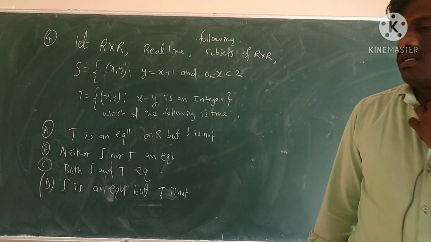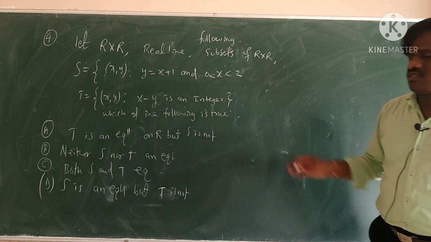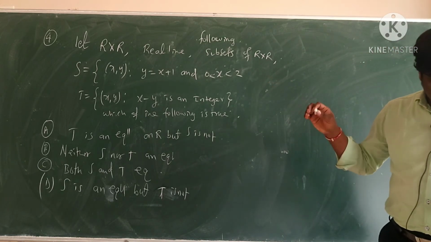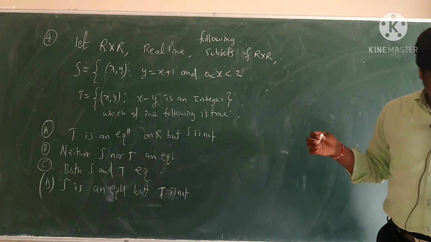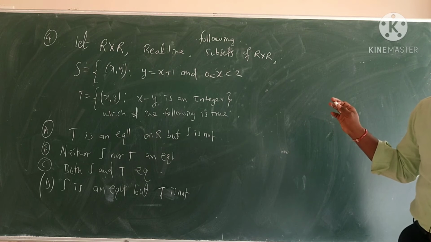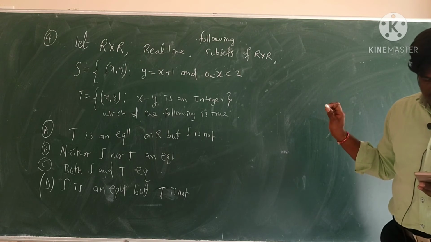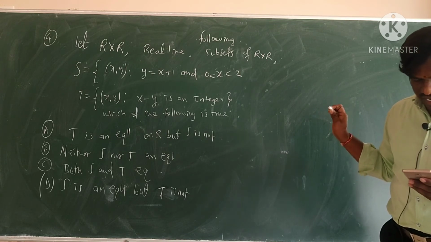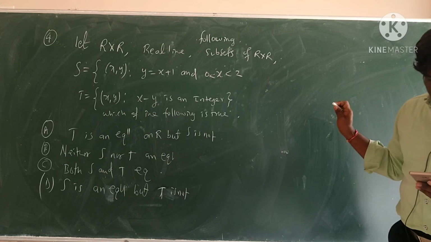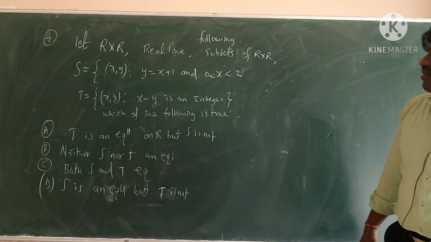Now see, the question is: let R cross R, okay, R cross R. I'll read the question completely because I did not write everything. Let R be the real line. Consider the following sets of the plane R cross R. S is equal to this given, T is equal to this given. Which of the following is true?